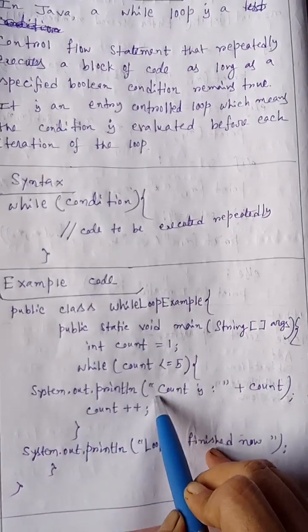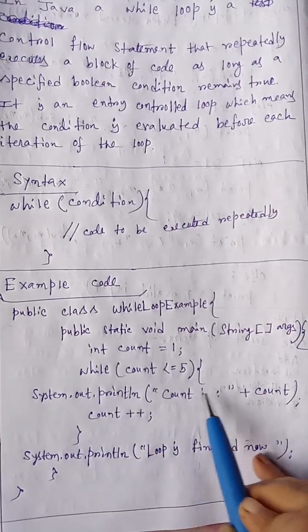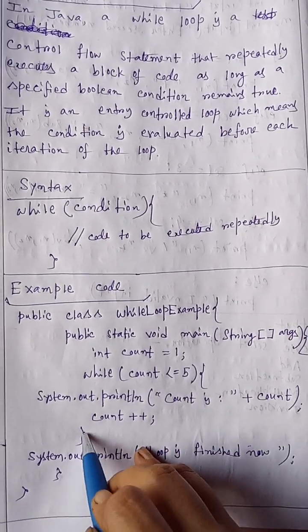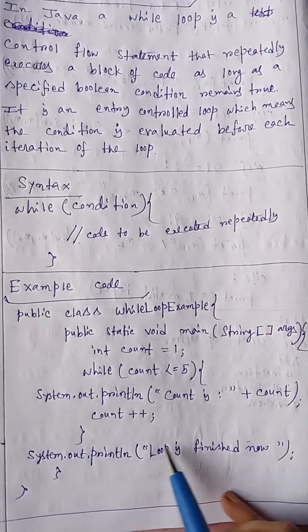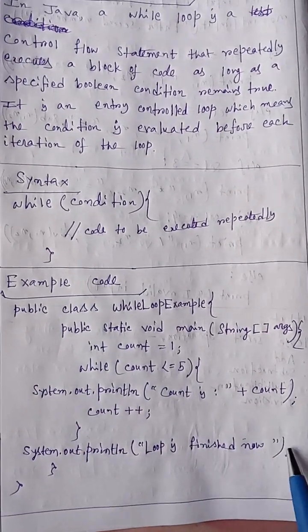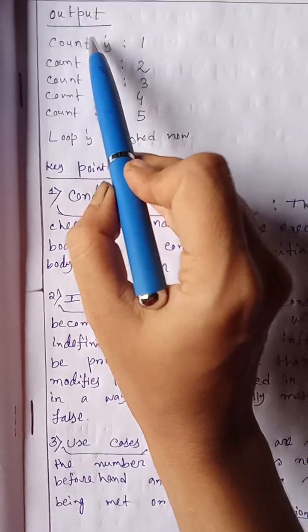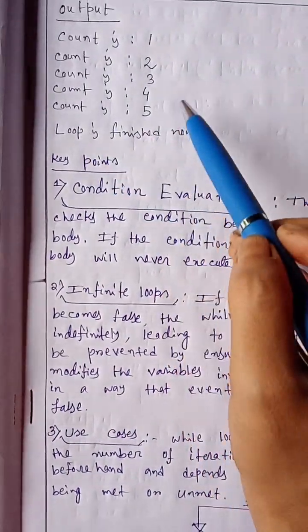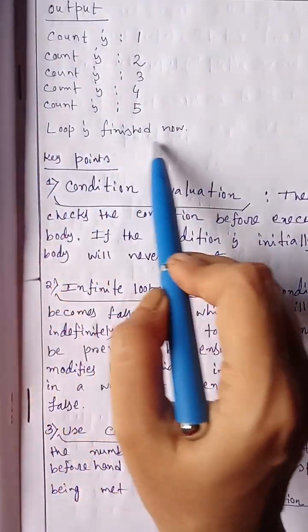So System.out.println won't print anything. This won't work here, and it starts execution here and this line will be printed. Loop is finished now. So this is our output. Count is 1, 2, 3, 4, 5, and after 5 when count becomes 6, the loop ends and loop is finished now.